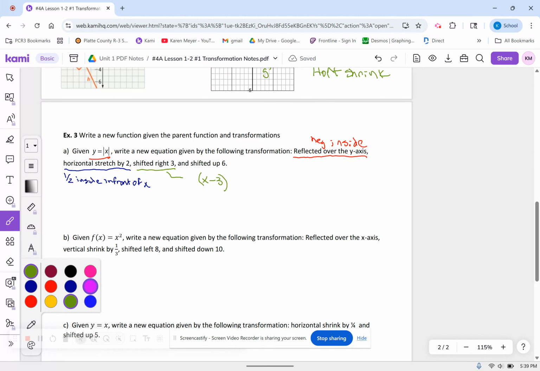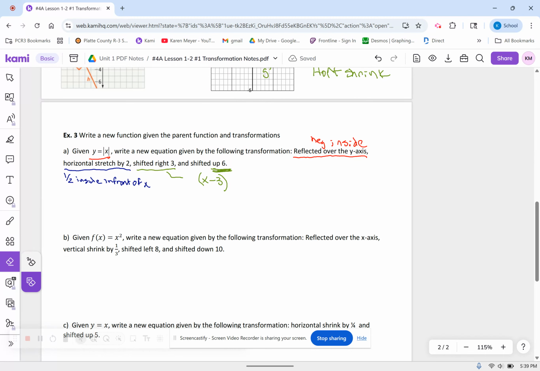And then the last one we have is up 6. Whoops. Let's switch colors. Up 6. Let me erase that and switch colors. So up 6 is at the very end, and at the very end it's always what it looks like. So you would have a plus 6 on the outside at the end.